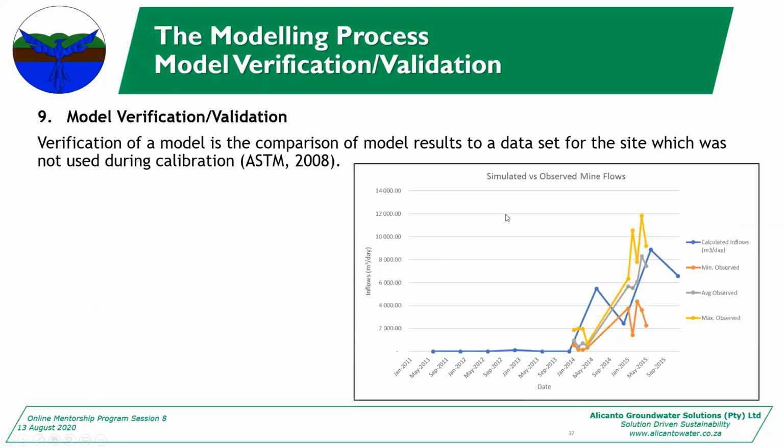So what you do is compare your model results to a data set which was not used in calibration. Here's my calculated inflows in the blue line, and here are the actual inflow volumes that were measured. So you can see I sort of fit in with the average observed data set. My model is not 100% accurate, but it's within a realistic range. It's not sitting up here or down there.